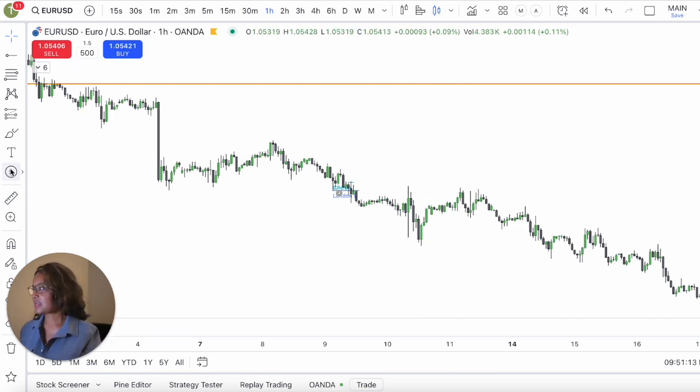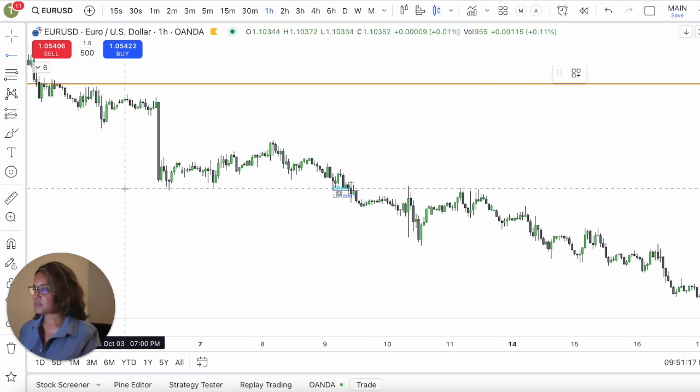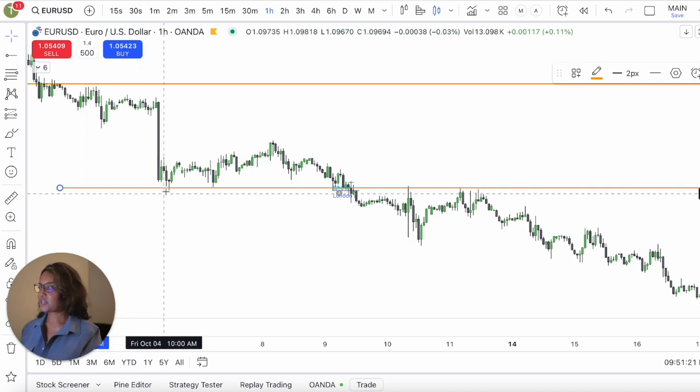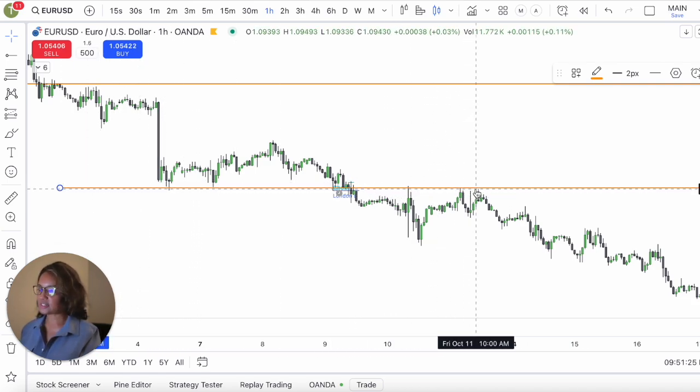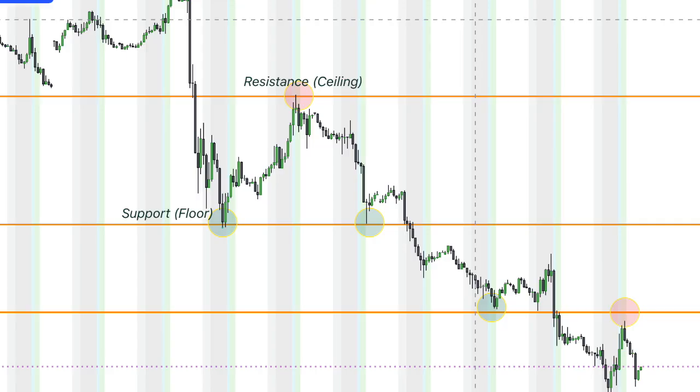So price has been around in this area a lot of times. So I can place a zone here because we have support, support, support, and some resistance and resistance in these areas.